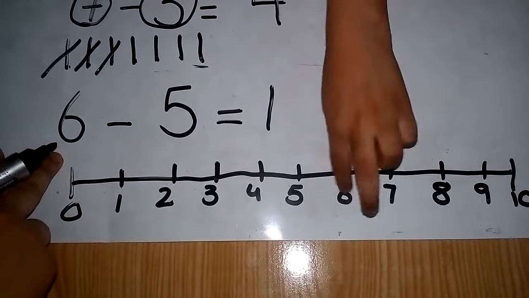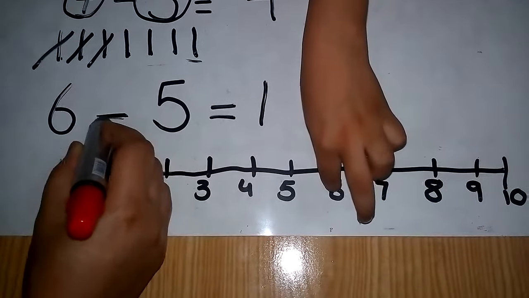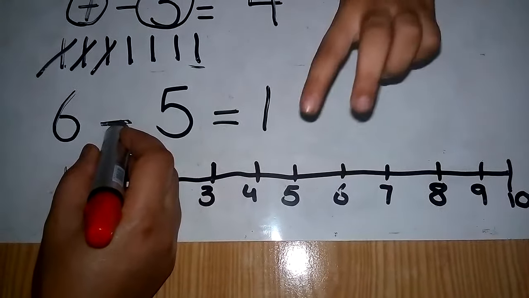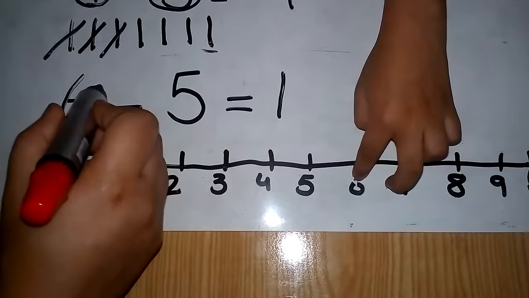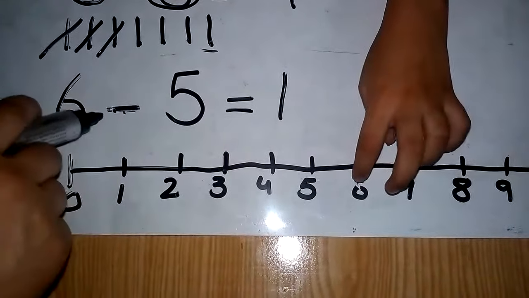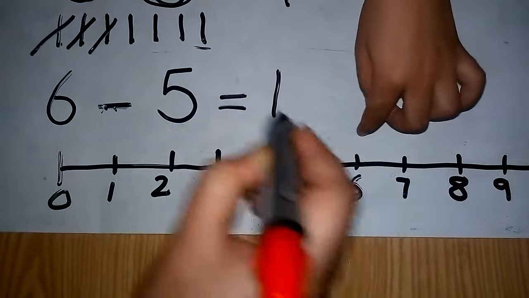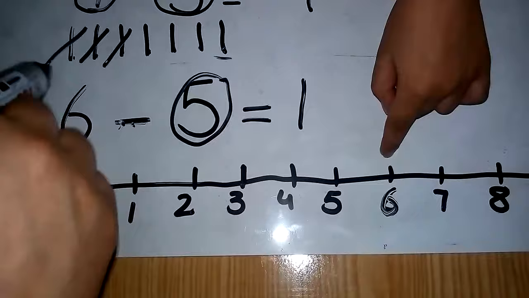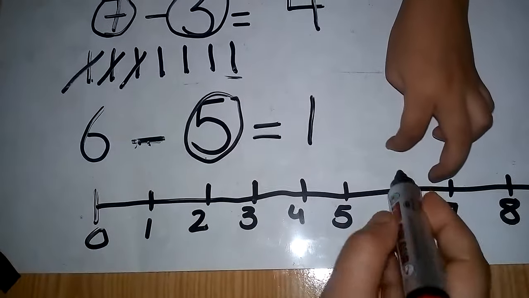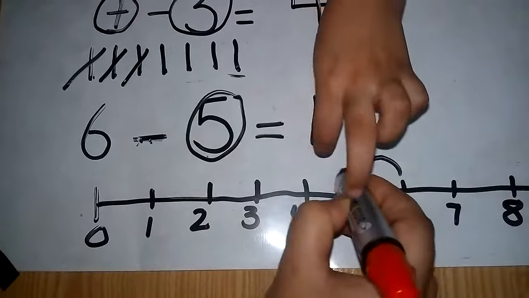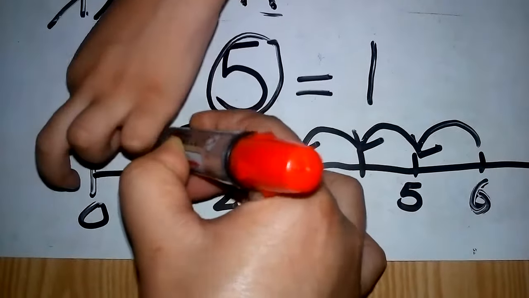Put your finger on the number given here. 6. Now, this is the minus sign. So, what do we have to do? Go forward or backward? Backward. Yes, minus. Explain to the child that whenever there is a plus sign, go forward, and when there is a minus sign, go backward. And again, tell him that the second number is five. How many numbers do you have to jump? Five numbers. Make arrows. One number, two number, three number, four number, and five number.